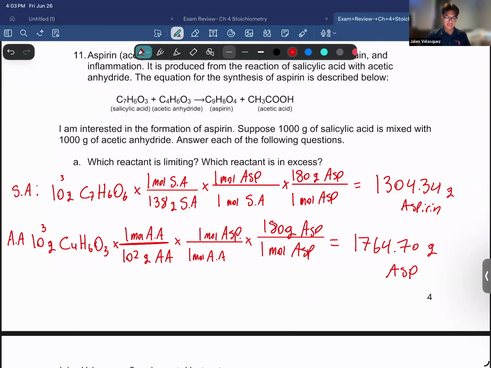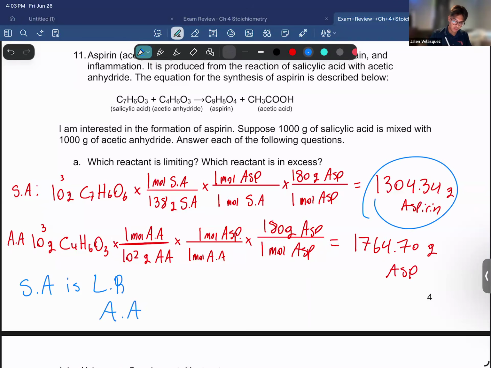So which reactant is limiting, which is in excess? So salicylic acid is the limiting reactant, right? Because it made the least amount of product. And then acetic anhydride is in excess. So in this reaction, all the salicylic acid will be used up and we'll have leftover acetic anhydride.